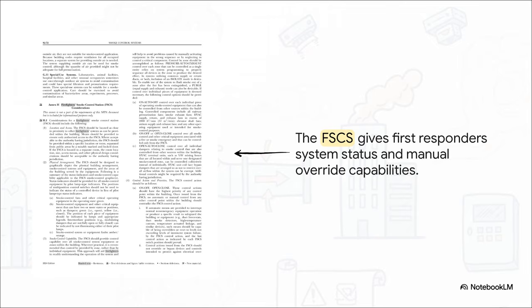And this component right here, the Firefighter Smoke Control Station, or FSCS, is absolutely critical. This is the command center for the first responders. It gives them a clear, simple readout of what the system is doing, and, crucially, it lets them take manual control to adapt the system strategy based on what they're seeing on the ground.